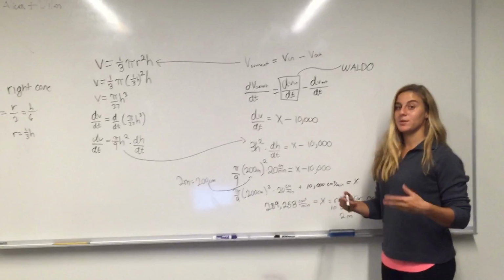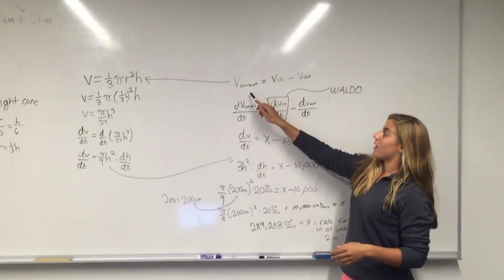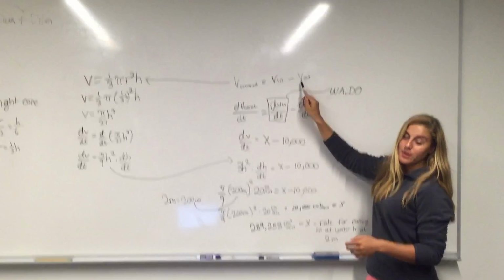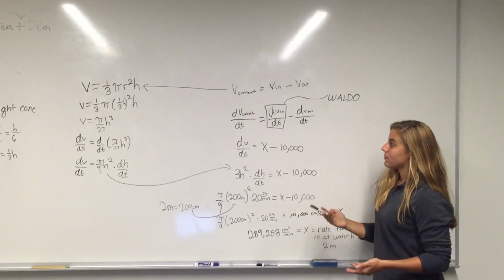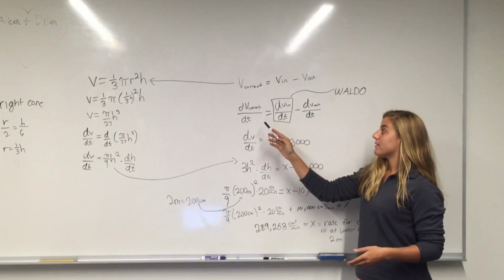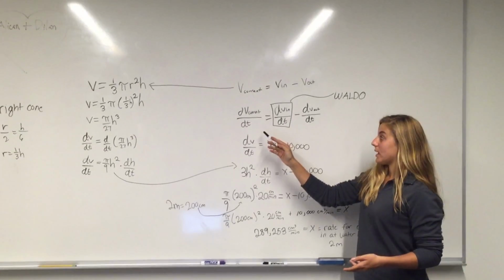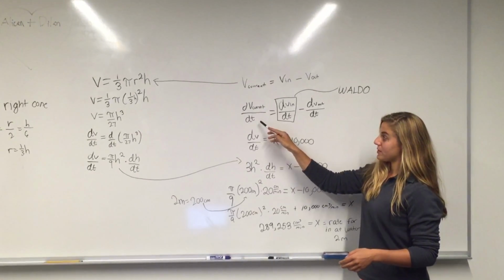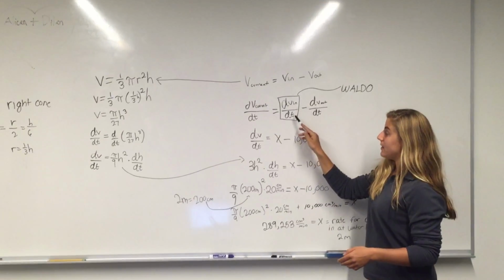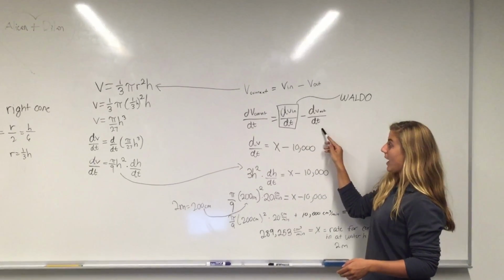So this problem has to do with volume. To find the current volume, we're going to take the volume coming in minus the volume coming out. So what we're trying to do here is take the derivative with respect to time to ultimately find the rate the water is going in. So we're going to take the derivative with respect to time of V current, and then the same for the volume coming in and the volume coming out.